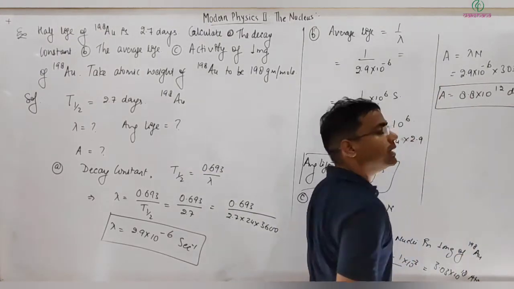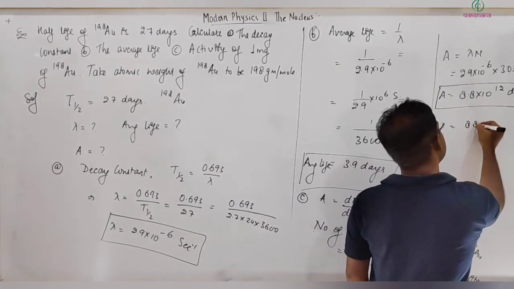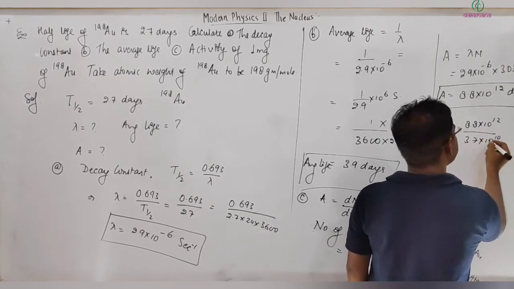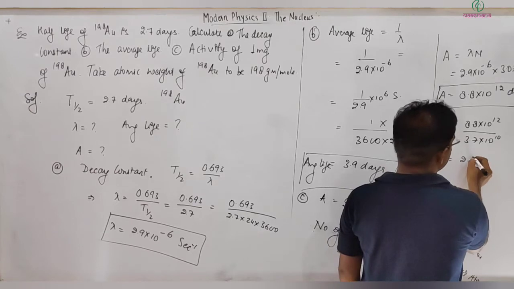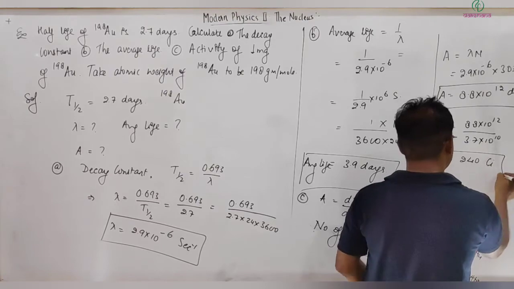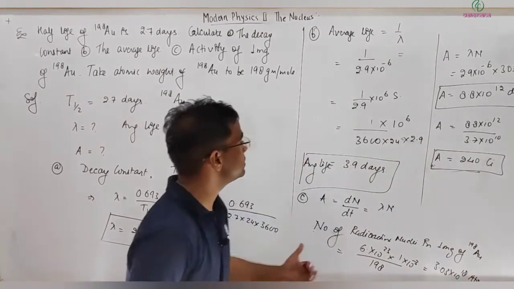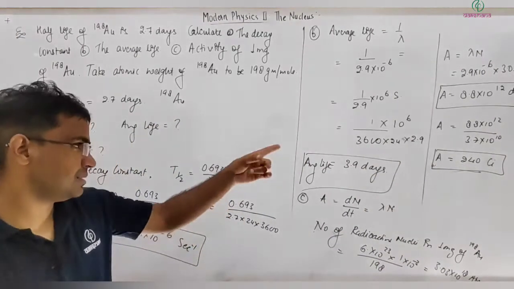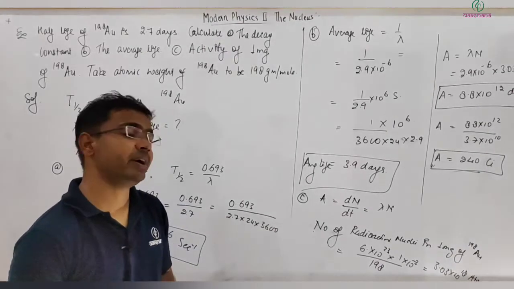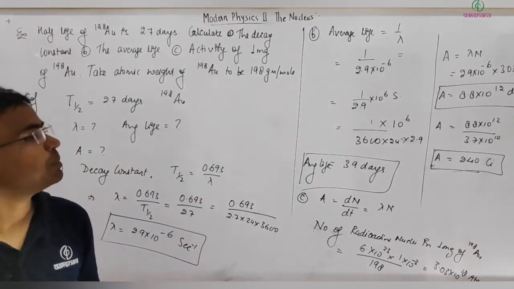We can write this activity in another unit, that is curie. So that is equal to 8.8 into 10 to the power 12 divided by 3.7 into 10 to the power 10, and solving this we get around 240 curie. So this is a simple, straightforward problem. Only the calculation part you need to do properly. Conceptually and logically, things are very easy. I hope you're understanding. Let's continue and solve the next topic.